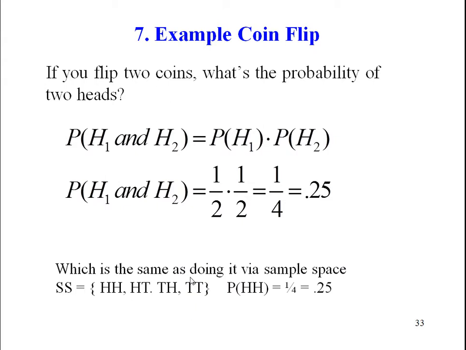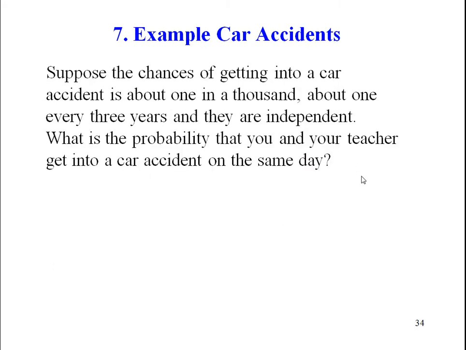And that makes sense, because doing it with the sample space like we did before, the probability of two heads is 1 out of 4, the same probability. So that makes this multiplication rule seem plausible. Well, it in fact is certainly correct. Here's another example.